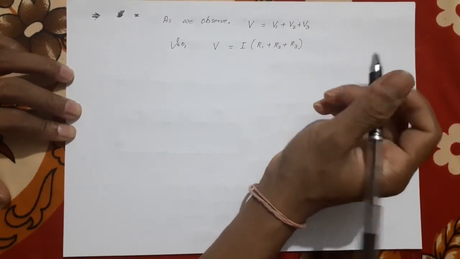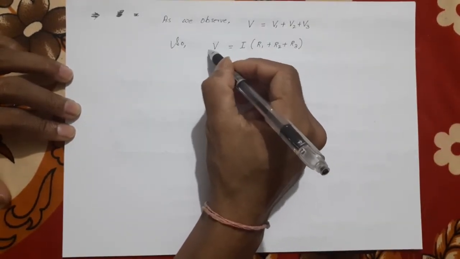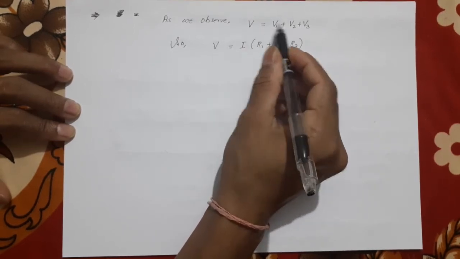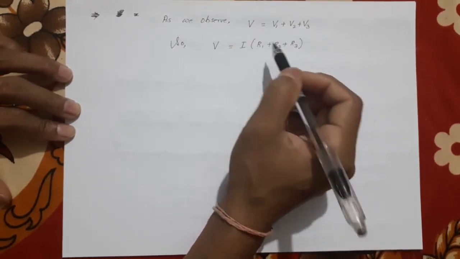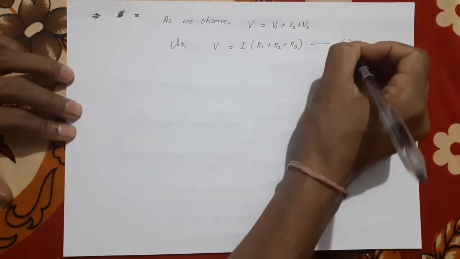What I did is, if you remember, V1, V2, V3 was here. So here I replaced V. This was here in the previous equation, so I replaced it here. This becomes your equation number 4.